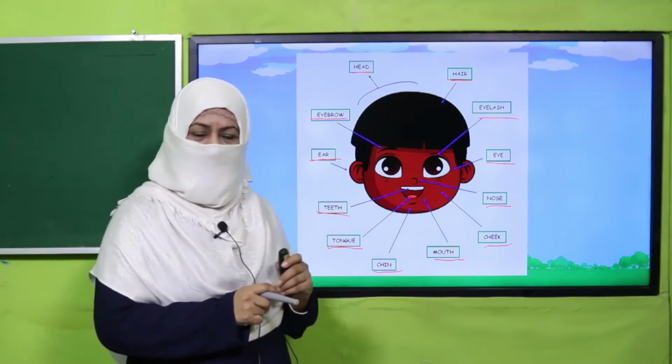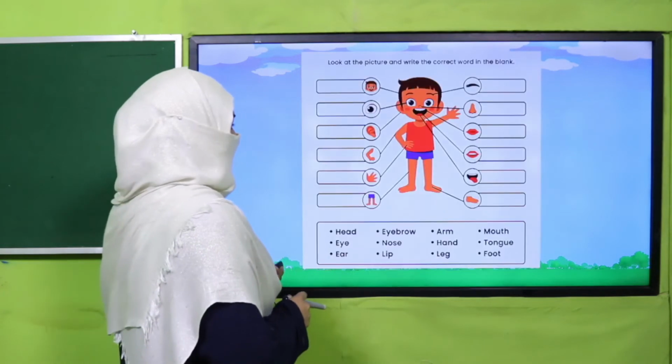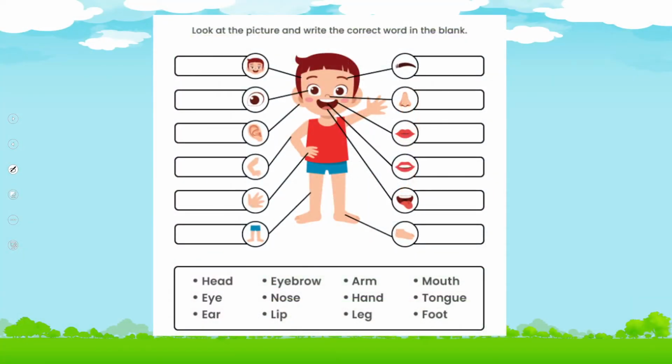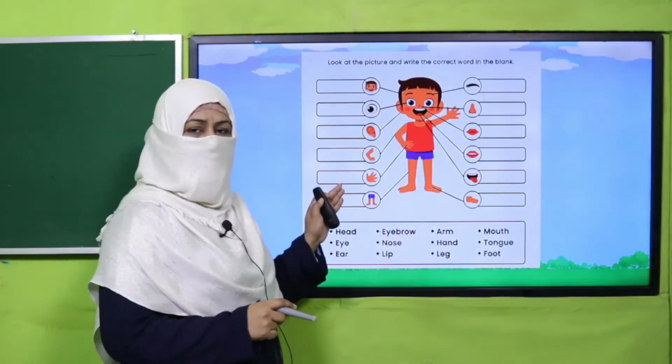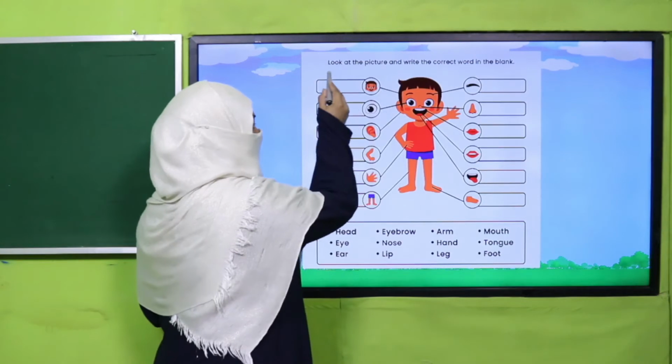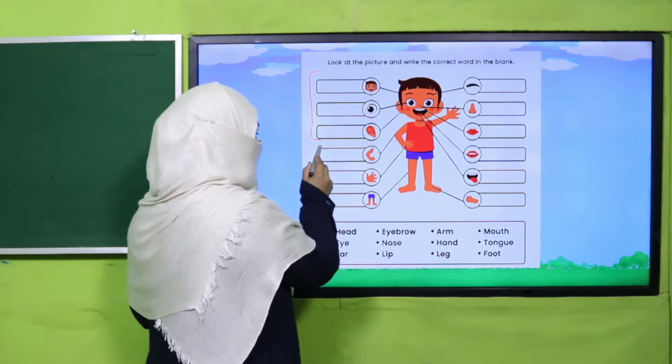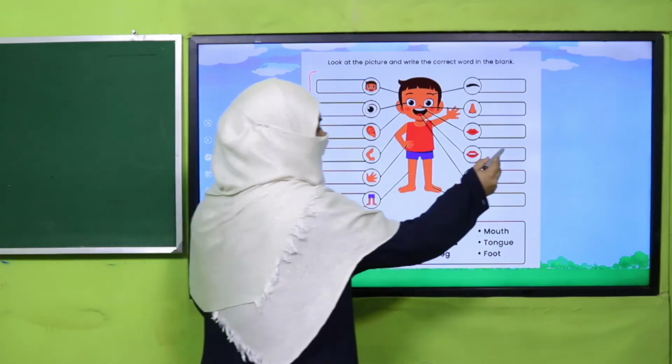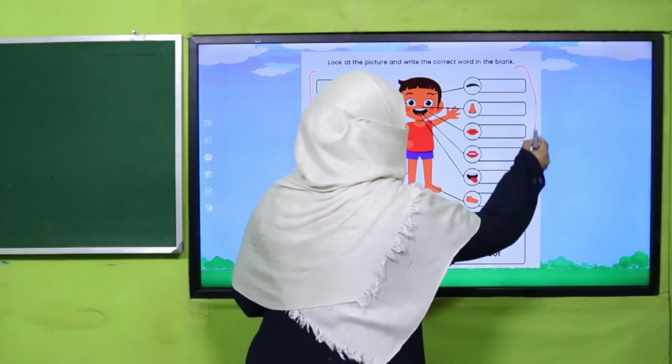Do you understand? Okay, I'm going to show you another picture. Look at this picture and find out. Okay, now teacher, this is how we can teach children how to name the upper part of body, the lower part of body, like how you can classify, how you can identify.